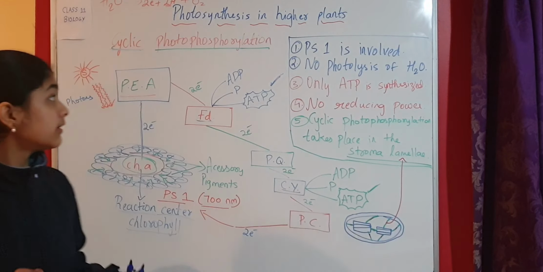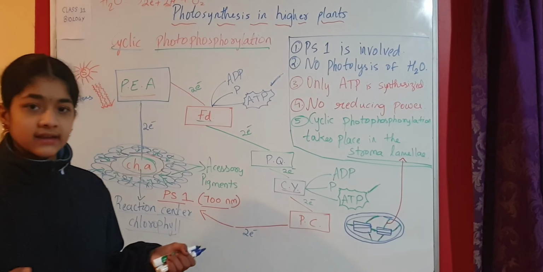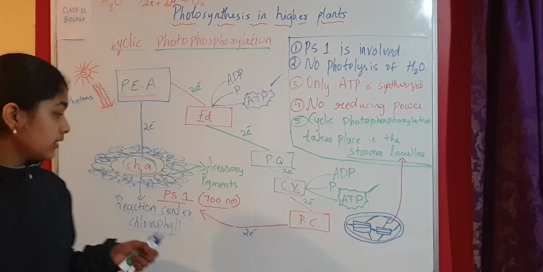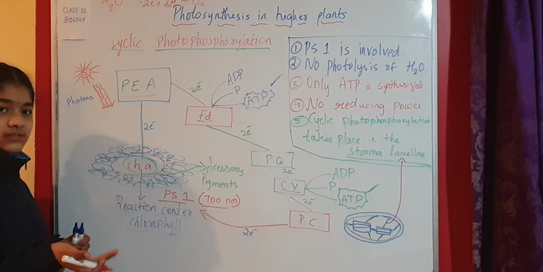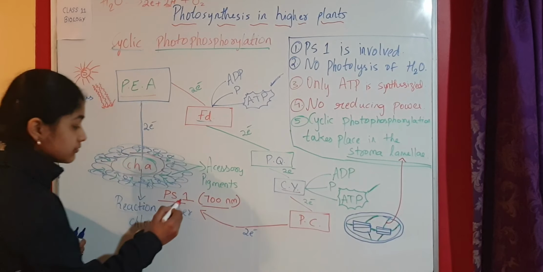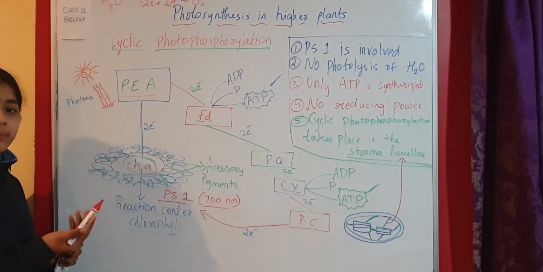So here we have learnt about cyclic photophosphorylation. Why is it called cyclic? Because the electrons are coming back to the photosystem where they started. In non-cyclic, it started with PS2. The pair of electrons never came back to PS2 again.